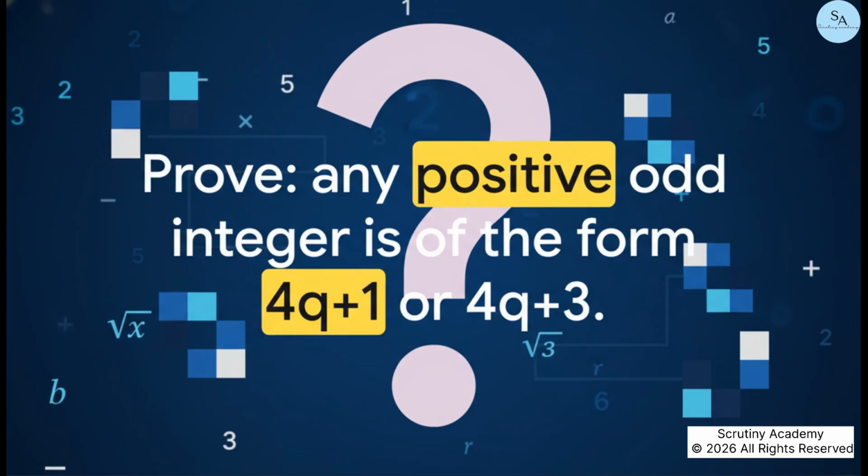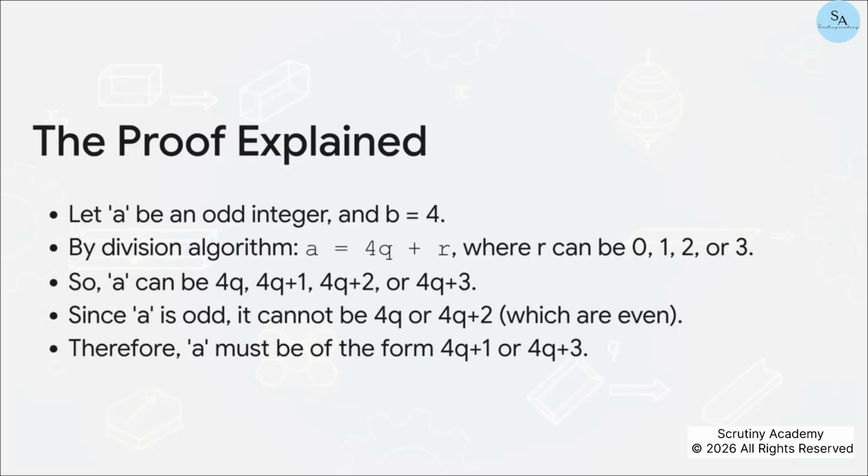Now I know it looks a bit scary and abstract, right? But trust me, the solution is just pure, simple logic. And it all starts with the division algorithm. Let's break this down step by step. We start by just picking any positive integer. Let's call it a. Now, since the question talks about the form 4q, that's our hint. We're going to use the division algorithm with a divisor of b equals 4.